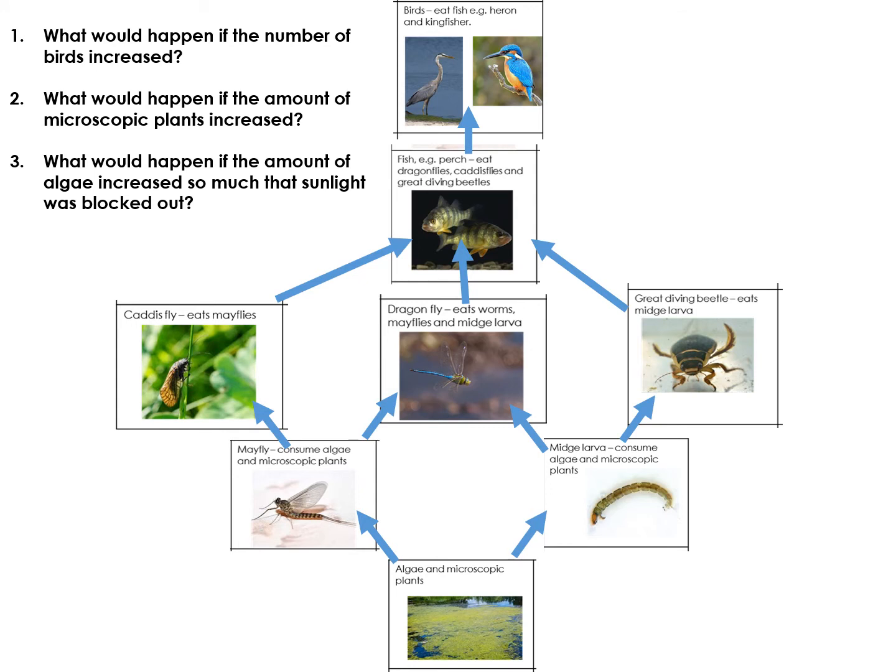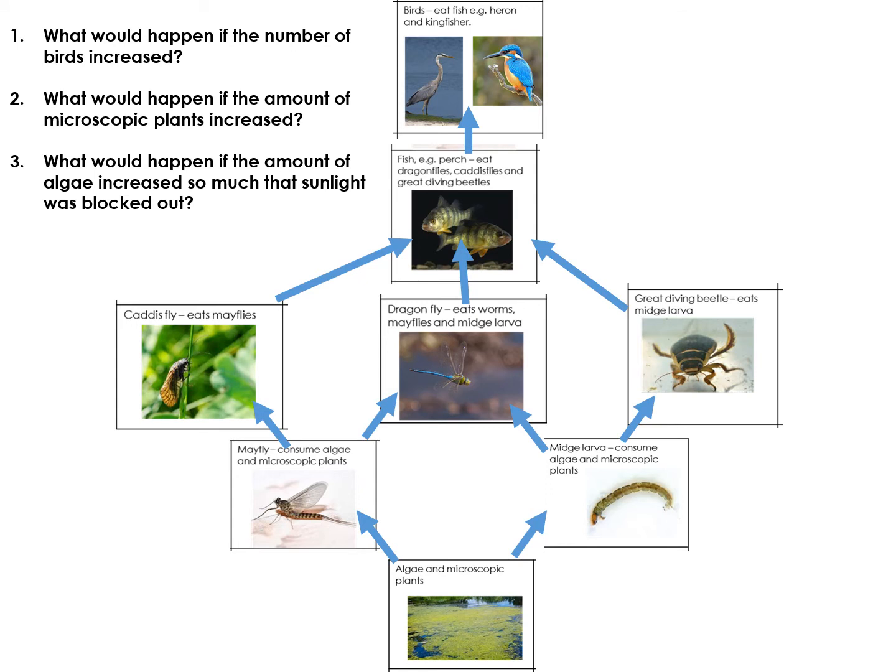So I want you to think about these three questions. Firstly, what would happen if the number of birds increased? Secondly, what would happen if the amount of microscopic plants increased? And thirdly, what would happen if the amount of algae increased so much that sunlight was blocked out? So pause this video and try and answer those three questions.